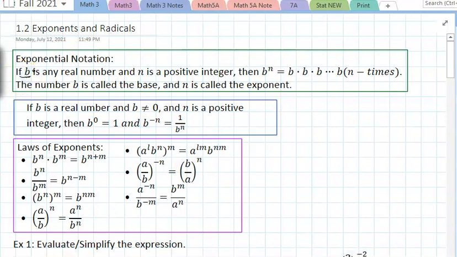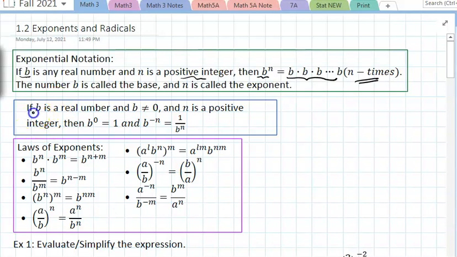We say if b is any real number and n is a positive integer, then b to the n is b multiplied by itself n times. The number b is called the base and n is called the exponent. We're going to have examples on everything that I'm showing you just in a bit.